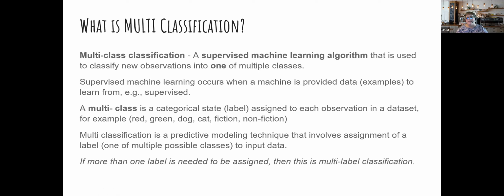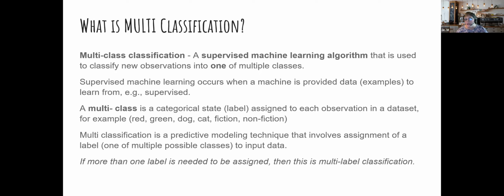So a multi-class is a categorical state assigned to each observation, but it's based on three or more possibilities, right? It's based on, for example, what color is the t-shirt? It's either red, green, or blue, or it's either a dog, cat, or a fish, or it's maybe just a swap between a dog and a cat. So let's say there are several different ways of classifying a particular observation. That is going to be a multi-label because you don't want to have more than one in that target field. All right.